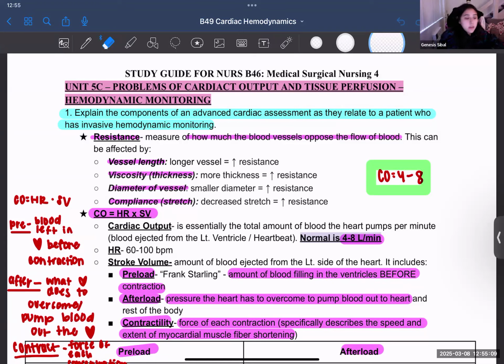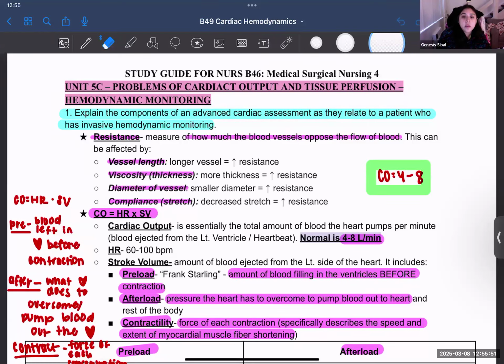So let's break it down a little bit more. When we're talking about cardiac monitoring and hemodynamic monitoring, resistance is how much the blood vessels oppose the flow of blood. That makes sense, right? I think about it like football players pushing the really heavy sled to mimic another player. How much resistance, how much force do they have to use to oppose all of this pressure to push that? Kind of like lifting weights in the gym. So in terms of resistance, how much do the blood vessels have to oppose the flow of blood?